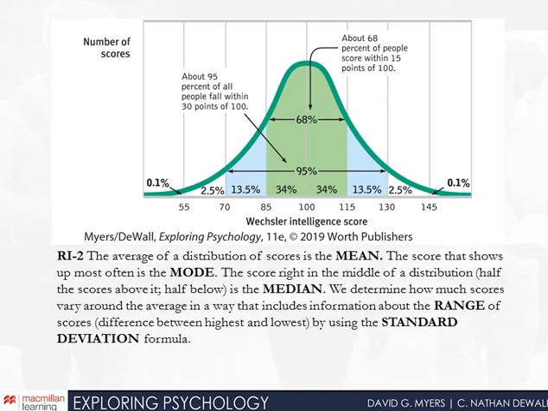So basically, it's this. The average of a distribution of scores is the mean. The score that shows up the most often is the mode. The score right in the middle of the distribution, half above and half below, is the median. We determine how much scores vary around the average in a way that includes information about the range of scores by using the standard deviation formula.